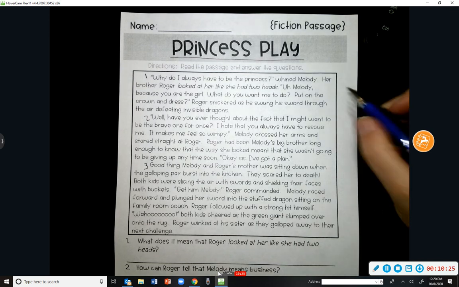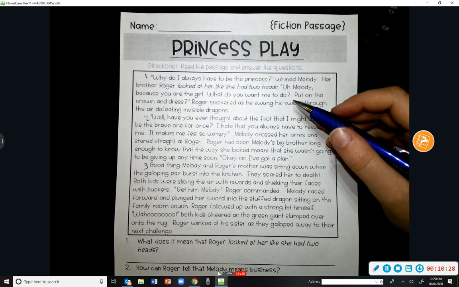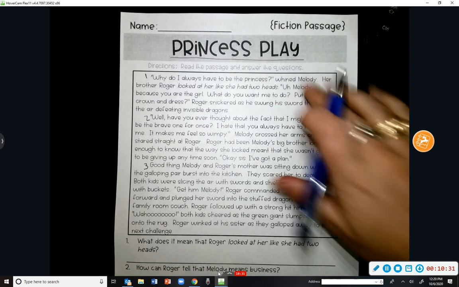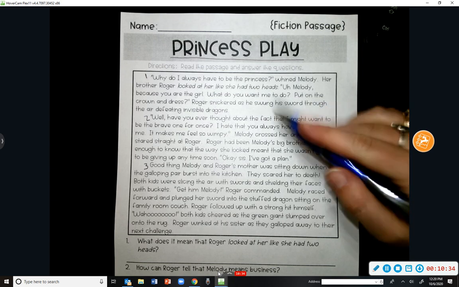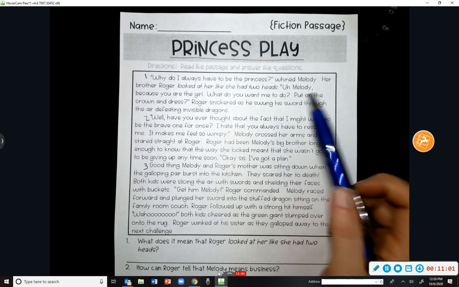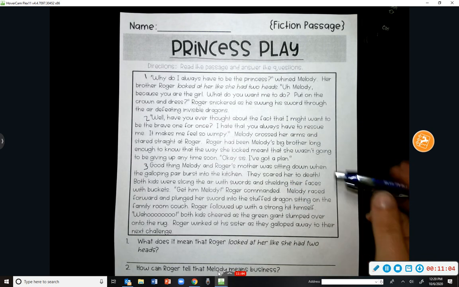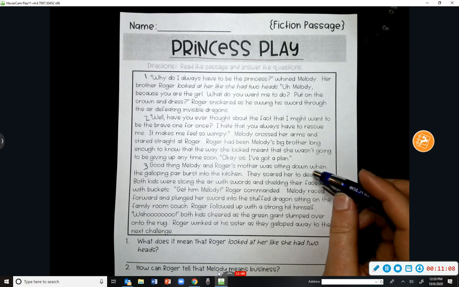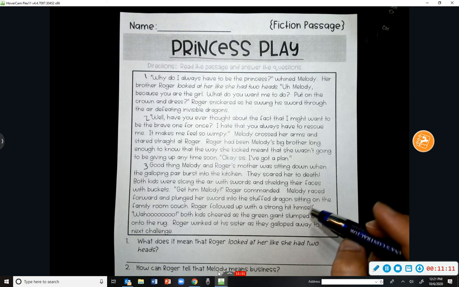Good. But what part of that made you think that meant that she was crazy? What in the sentence? Just because she asked the question, or what part of the paragraph made you think that she was crazy? Bryson? Just because, like Kelsey said, why do I always have to be the princess? So we could also look at how Roger responds. He says, Melody, because you're the girl. So he's kind of looking at her like maybe it's kind of obvious as to why you're always the princess, right?